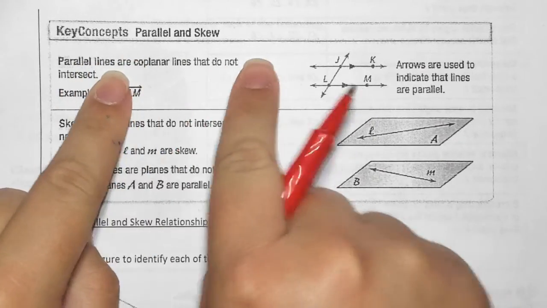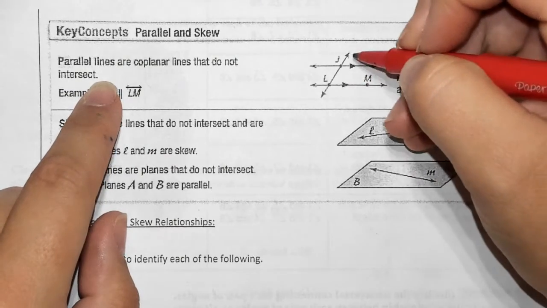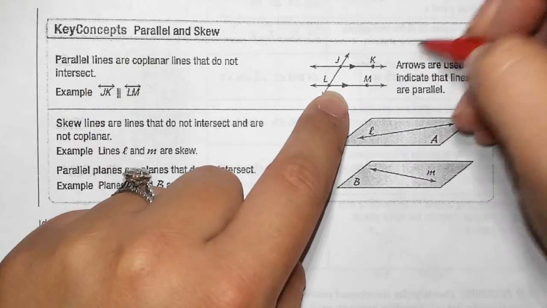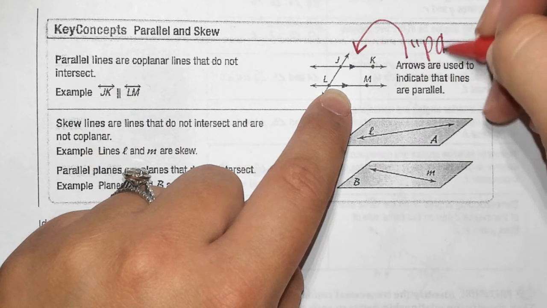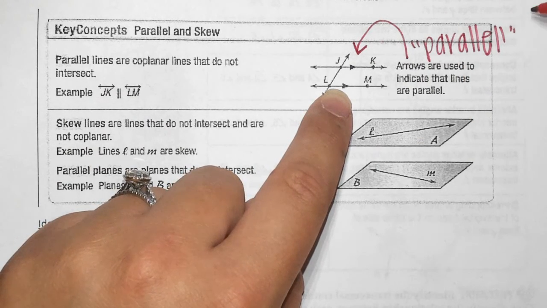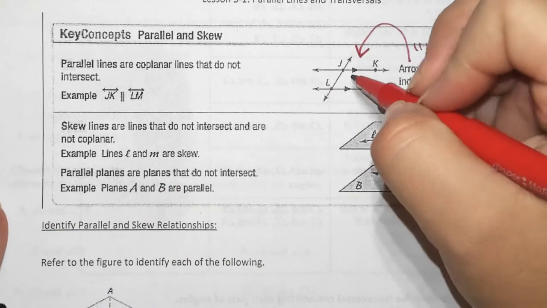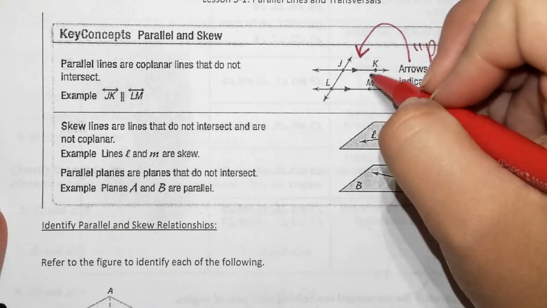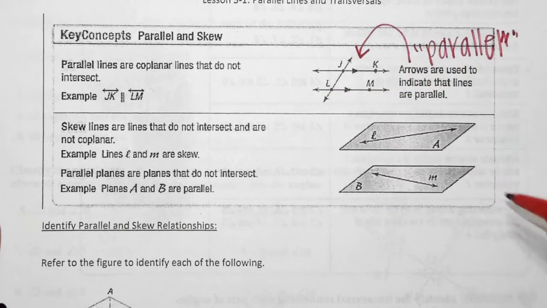Parallel lines, you know they are lines that do not intersect. These arrows, whenever you see an arrow on each of these lines, that is the symbol for being parallel. So if you see arrows, that means they are parallel. So line LK or JK is parallel to line LM.